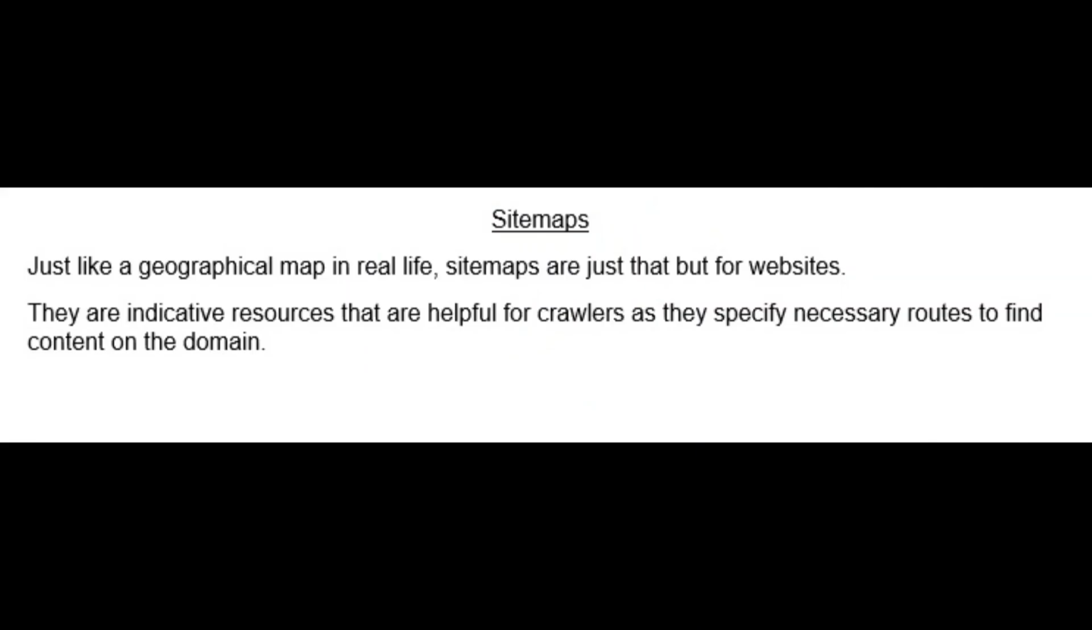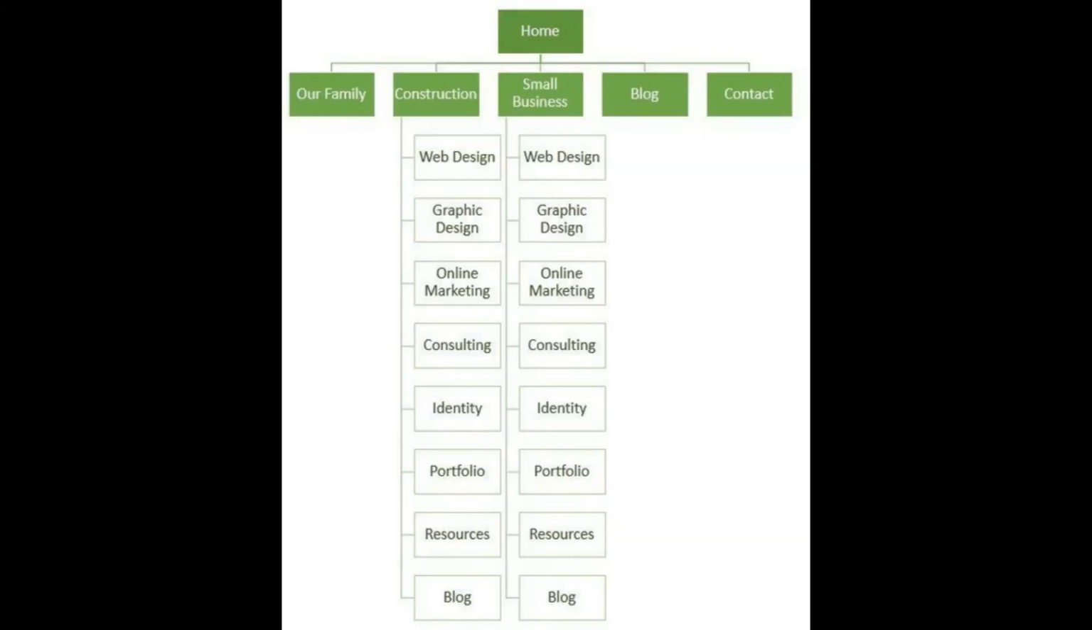Sitemaps, just like a geographical map in real life, are just about that, only for websites. They are indicative resources that are helpful for crawlers as they specify necessary routes to find content on the domain. Here we can see an illustration of a sitemap. Please feel free to press the pause button if you need more time to process the illustration.